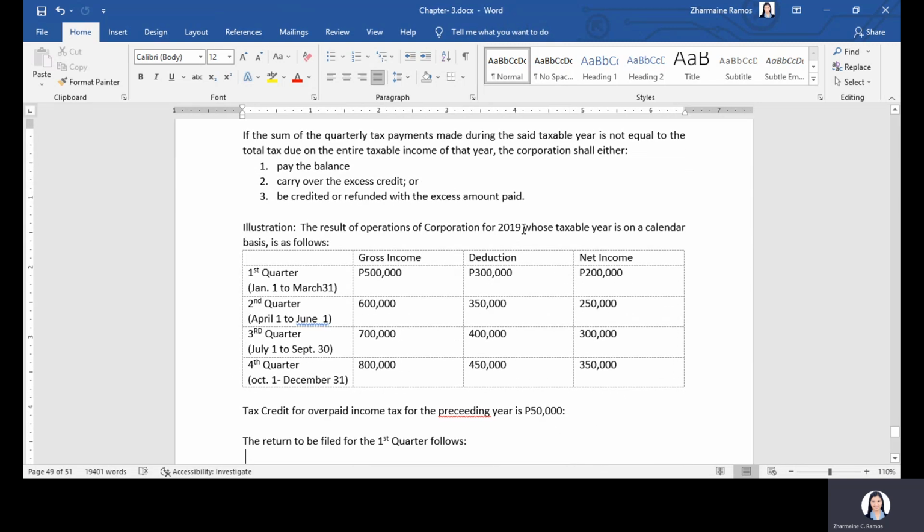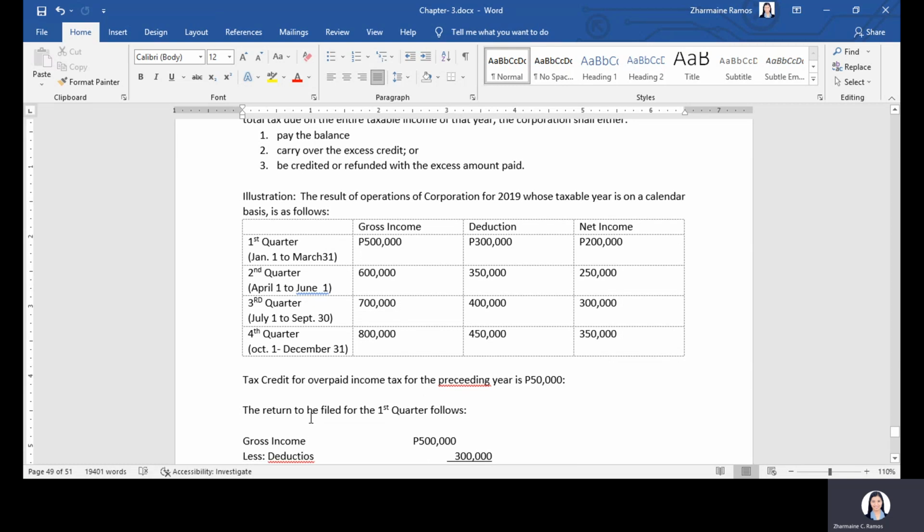For example, this is the details of the operations of corporation for 2019. So, this is the gross income, the deduction, and the net income per quarter. So, tax credit for overpaid income galing daw sa nakaraang taon is 50,000. Paano mo i-compute ngayon yung first quarter?